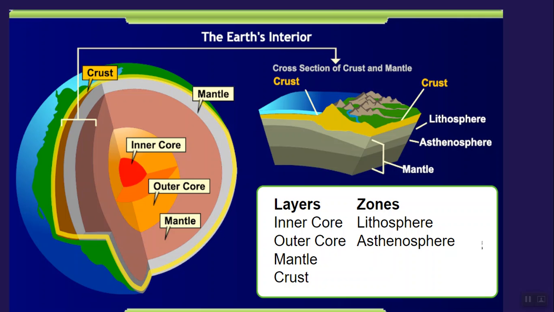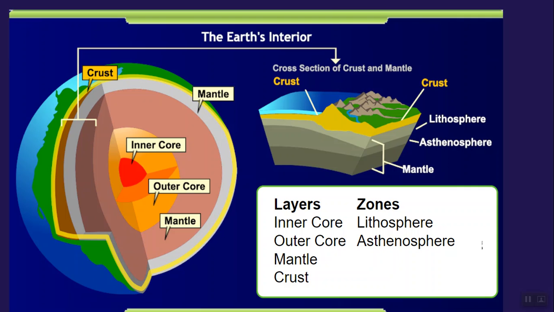The inner core and the outer core. The outer core is actually completely liquid iron. It extends from 2,890 kilometers deep to 5,150 kilometers deep. And then we have the inner core, which is solid, extends from 5,150 kilometers to about 6,370 kilometers. So the depth of the Earth from the surface to the center is about 6,370 kilometers.